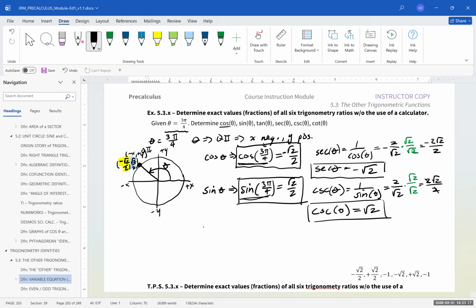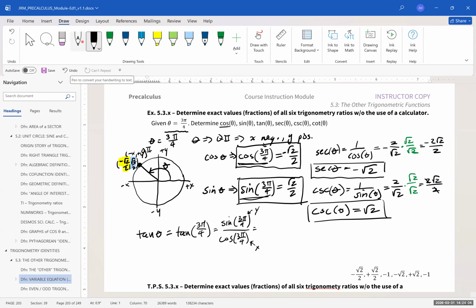All right, now let's figure out tangent. Let's start over here. So we want the tangent of 3 pi over 4. So tangent is going to be sine of 3 pi over 4 over cosine of 3 pi over 4, which is basically the y value over the x value at that point.